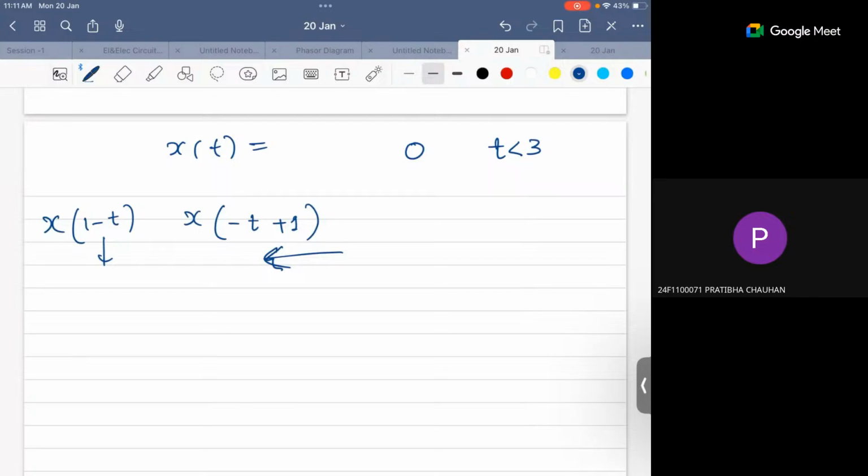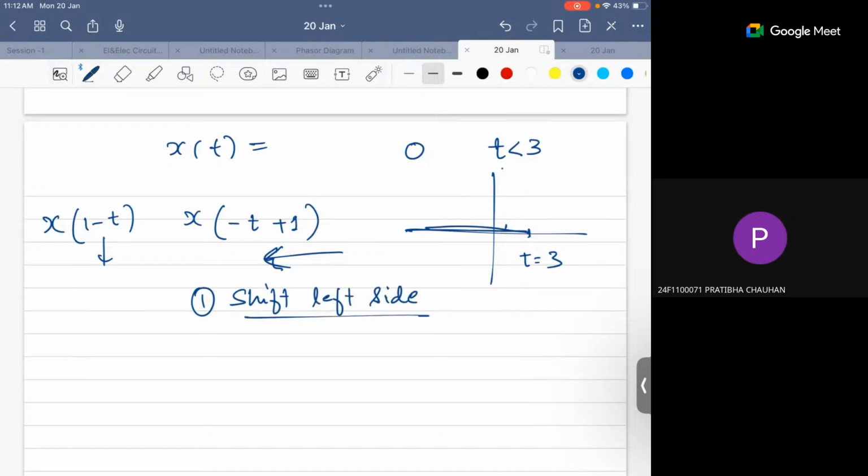Okay. So now, what is the first case? You'll have to shift left side or right side. Earlier the function was what? Are you there, whoever has asked the question? Earlier the function was 0 for t less than 3, right? Now what will happen? Should the function shift left side or right side? Left side, sir. Okay, left side. After shifting left side, the first step is to shift left side.